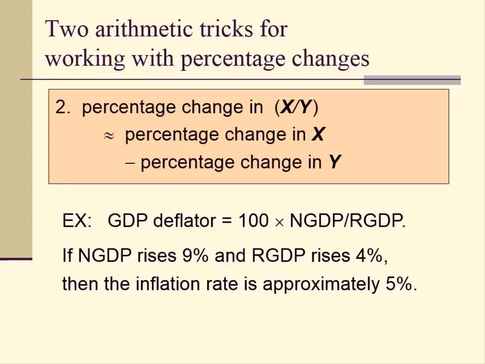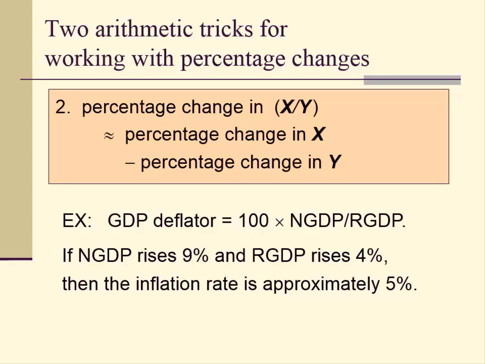The second trick is this. Percent change in x over y should be approximately equal to percent change in x minus percent change in y. I can also show during a Zoom session how this holds. But if you use this trick, you can actually calculate this. That is, if the GDP deflator formula is 100 times nominal GDP over real GDP, and if nominal GDP rises 9% and real GDP rises 4%, then here, percent change in x would be 9% minus percent change in y would be 4%.